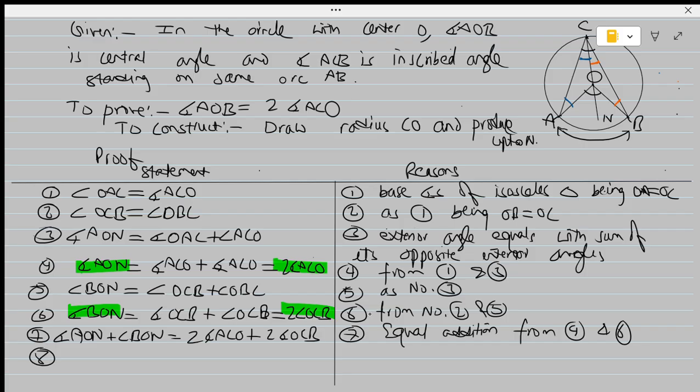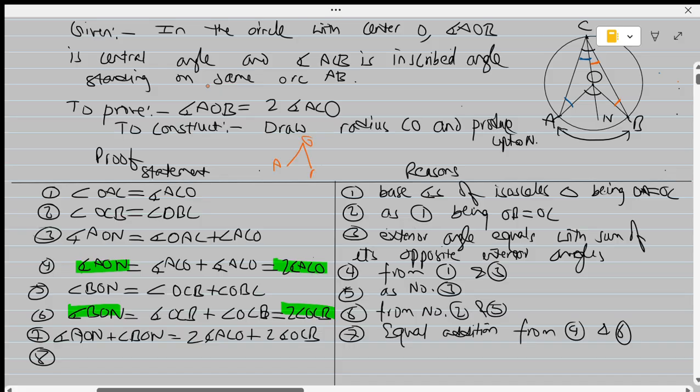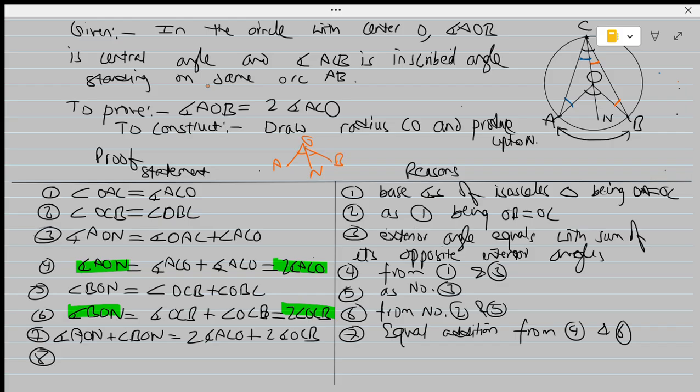Now see, AON and BON, when you add these two, I show this roughly first. AON and BON, these two added give you the whole angle AOB. So that you have to use here. In the sum of AON and BON we can say angle AOB, and 2 will be taken common, so there will be ACO plus angle OCB. And the thing is, what can you get from ACO plus OCB? So I show this here roughly. Angle ACO is this one.